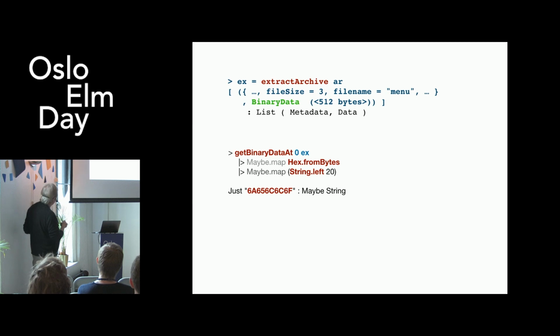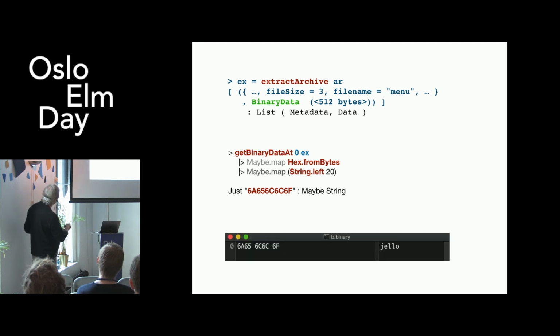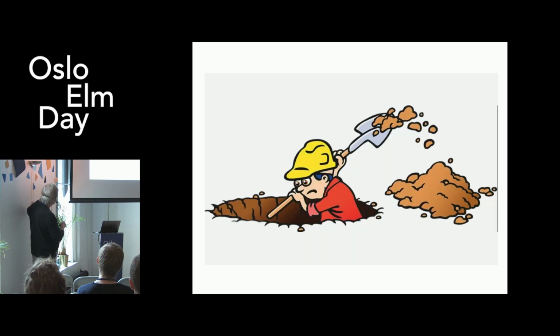So you can extract the binary data from, for example, the 0th element in this list of pairs, and you can pipe it into hex. Actually, that's not needed now, but it checks out. You get, that's Jello right there, okay? And you can also download it and check it with a hex editor. So it all checks out now, except for this one remaining error.